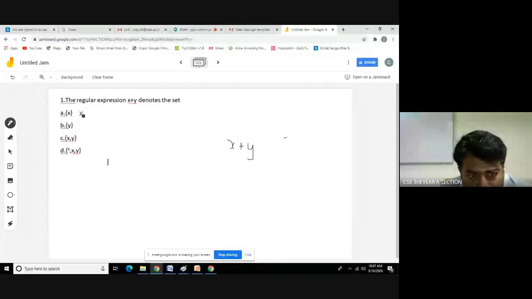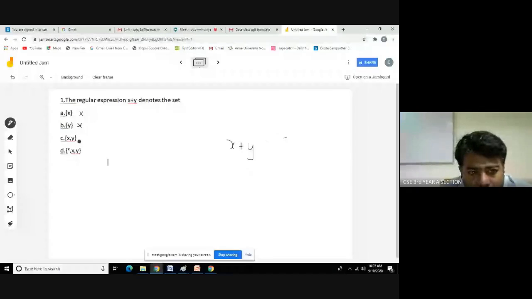Here x plus y means I can read either the input symbol x or the input symbol y. What is the second option? Only the set y. This is also not a valid answer, because the x value is missing, so the second option is also wrong. What is the third option? x comma y. This is the correct answer.